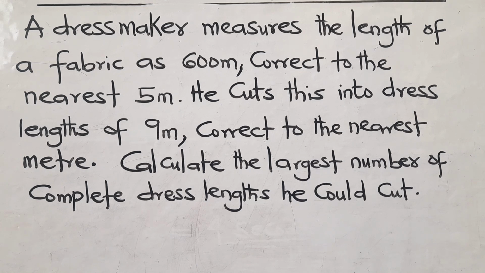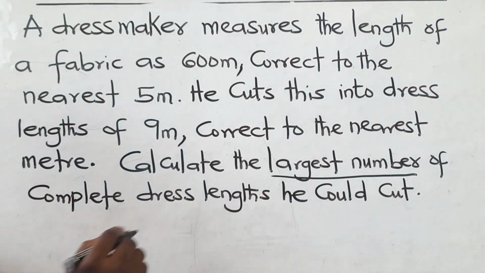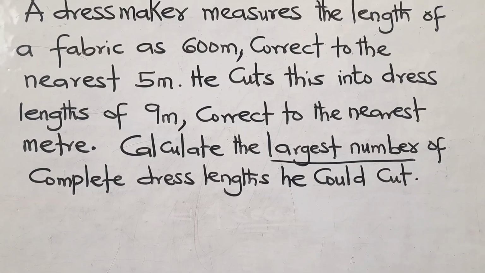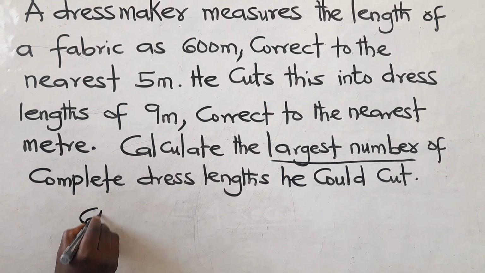Now let's look at it. Largest number. So we mean upper bound. Okay? Okay. So let's see for 600 meters.